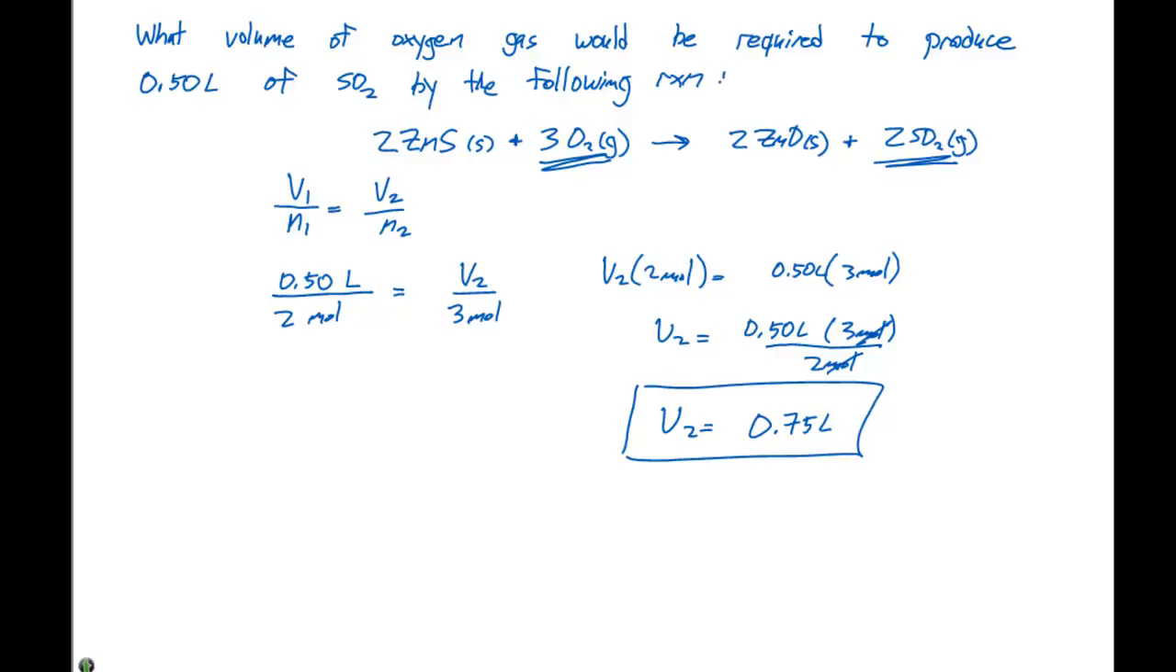So if we overview what we just did, we're looking for a volume of oxygen gas required to produce 0.50 liters of SO2 given a particular reaction. First we balance that reaction, and after that it becomes a direct application of Avogadro's law. We solve for V2, and we get 0.75 liters. So remember, anytime you're given an equation, you have to make sure that equation is properly balanced, because if we don't balance it properly, we will not get the correct answer.